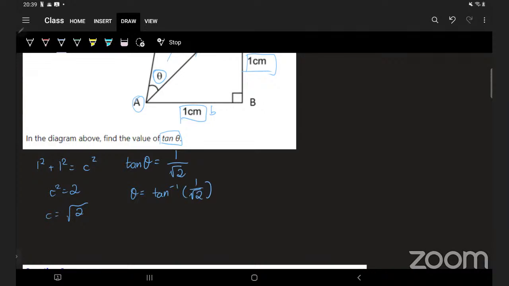Another name for inverse tangent is actually arctan, but don't use this in the exam because it's not really in the syllabus. So just use inverse tangent. Once you put that into a calculator, you'll get 35.26 degrees. So that would be the value of theta. And the value of tan theta is just 1 over square root 2.